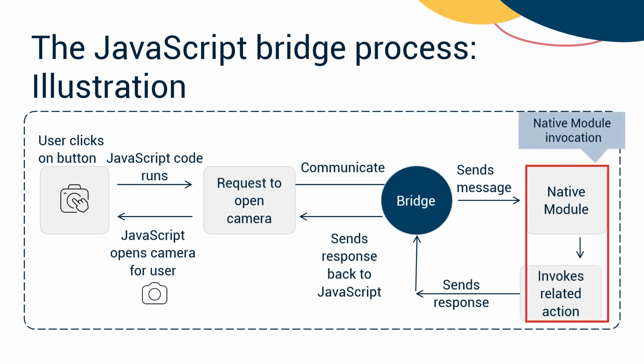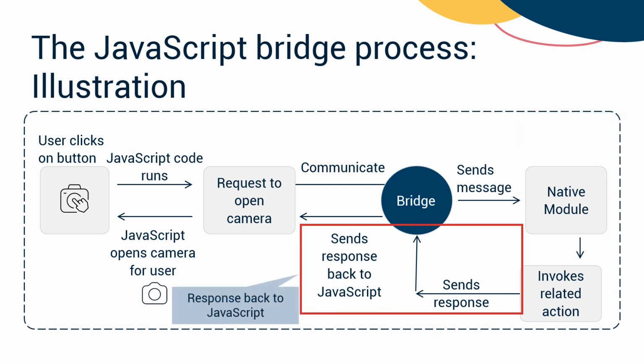In the next step of native module invocation, the native side receives the message and then invokes the appropriate native module to act. In the given example, the native side activates the camera. The last step is response back to JavaScript. Here, if the native feature needs to return something, such as a photo, it sends this back through the JavaScript bridge. The JavaScript code then processes the returned data accordingly.